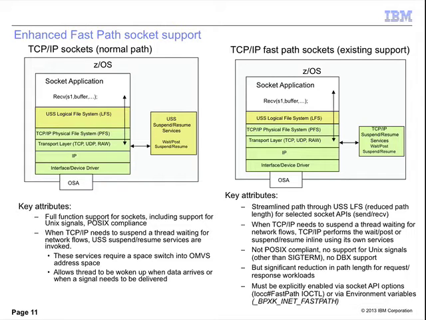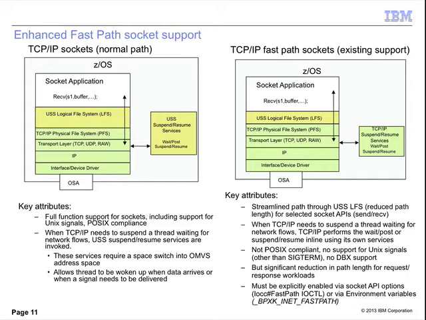Enhanced fast path sockets did a couple of things. If you look at the diagram and you compare the left diagram to the right diagram, you'll notice that on the right picture, the Unix System Services Logical File System, the LFS layer, is thinner. So FastPath sockets brought a more streamlined LFS, and that helped. But the really big difference with FastPath sockets was that we, TCPIP, implemented our own suspend resume services. So instead of the space switch into OMVS, we could call that whenever we had to wait for a network flow to complete. And that should help performance, was our whole plan.